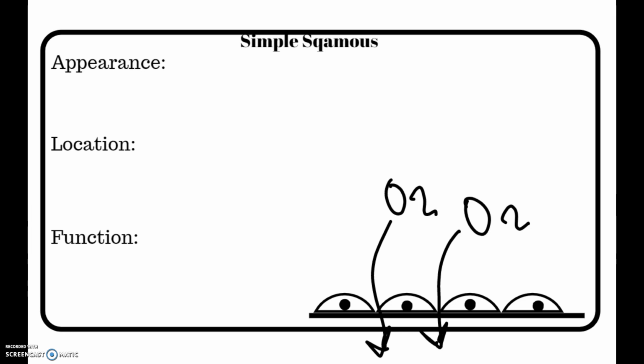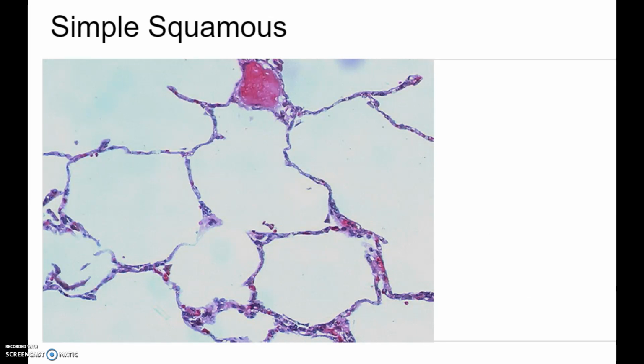Let's take a peek at what it appears like underneath a microscope. Here's our microscopic view, and you can see that there's a lot of white space. That's a blood vessel. All this nice little purple tissue is a layer of simple squamous. You can see when I say it's thin and plate-like, it is very, very thin, and you can see how easily oxygen and other things could sneak back and forth through this very small layer of cells, which is its basic function.